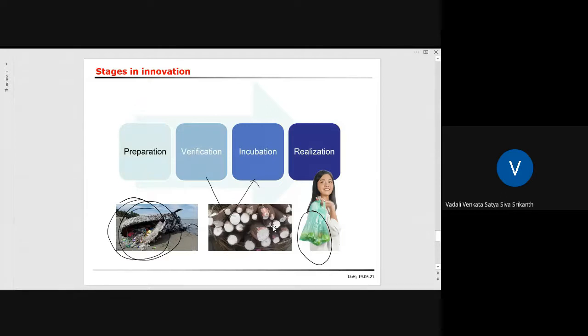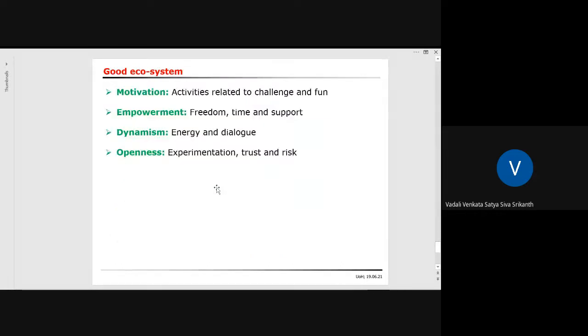Now, for all this to happen, starting with ideas, verification, incubation, and realization, you need a good ecosystem. First and foremost is motivation. Activity is related to challenge. Somebody should challenge, somebody should encourage fun, motivate to participate in challenges, motivate to participate in fun activity. Empowerment: we should have freedom, we should have liberty, we should say, okay, your MSc classes, your MTech classes are fine, but you also have time and freedom to do something else. That support is needed, support in all terms, including monetary funding, for example.